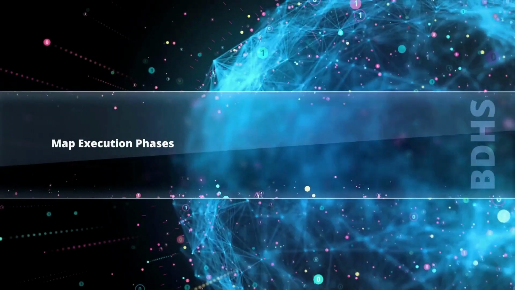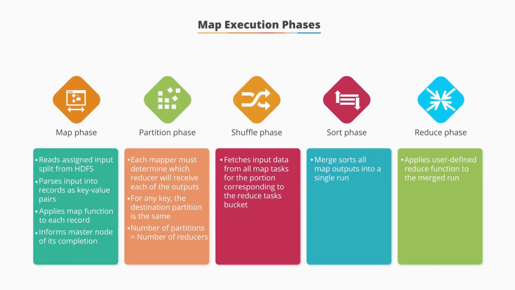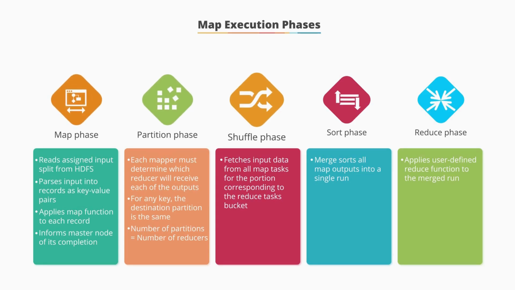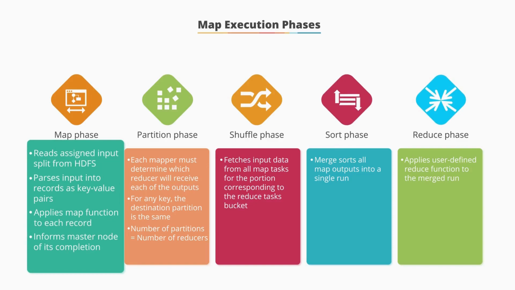Map execution phases. Map execution consists of 5 phases: the mapping phase, the partition phase, the shuffle phase, the sort phase, and the reduce phase. The assigned input split is read from HDFS, where a split could be a file block by default.